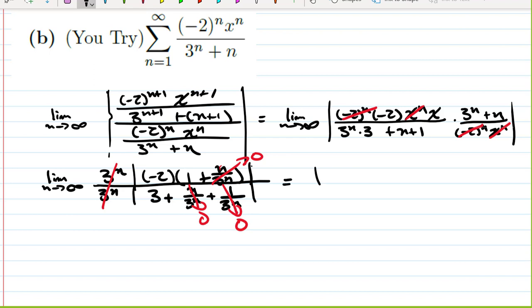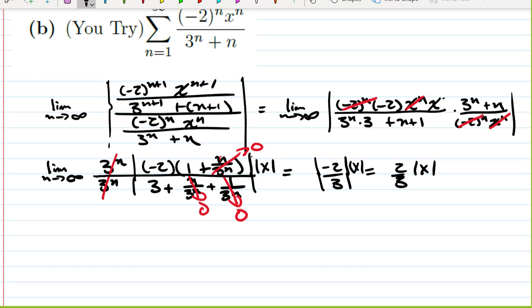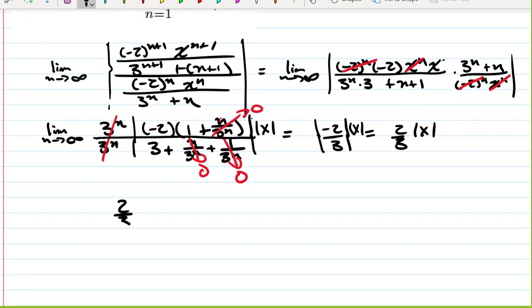So then our limit becomes the absolute value of negative 2 over 3, times the absolute value of x. So we get 2 over 3 times the absolute value of x. And this has to be less than 1. So we have 2 over 3 times the absolute value of x is less than 1, gives us negative 1 is less than 2 over 3 x is less than 1.